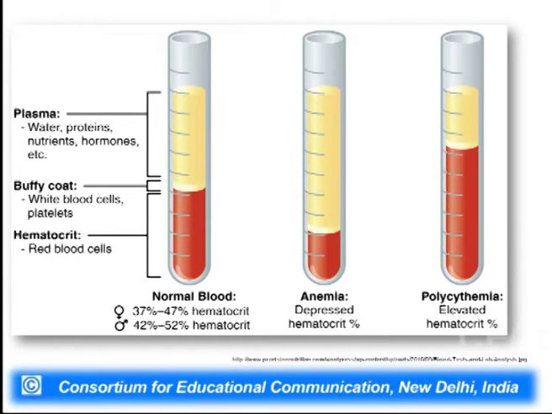So in a normal blood, which is shown over here, in the case of anemia the plasma level increases while there is a decreased level of the hematocrit. In the case of polycythemia, which is a disease condition, the hematocrit or the red blood cell number increases while the plasma level decreases.